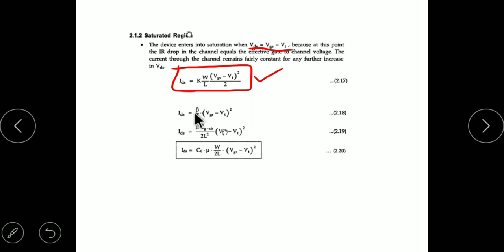In terms of beta, K into W by L is equal to beta, so it becomes beta divided by 2 into VGS minus VT whole square. And here it is in terms of gate capacitance. So like this you have to derive the large expression for drain current.